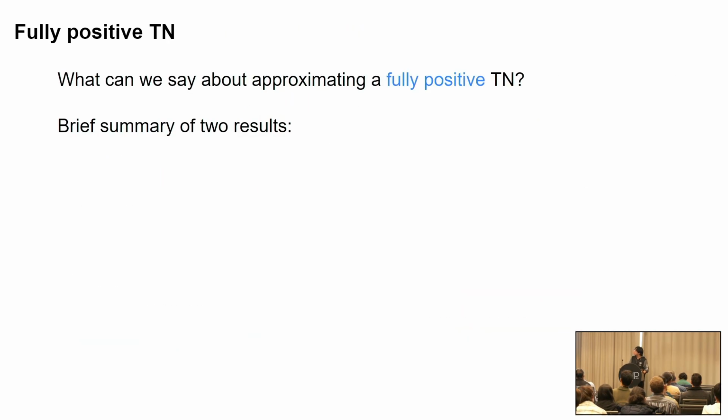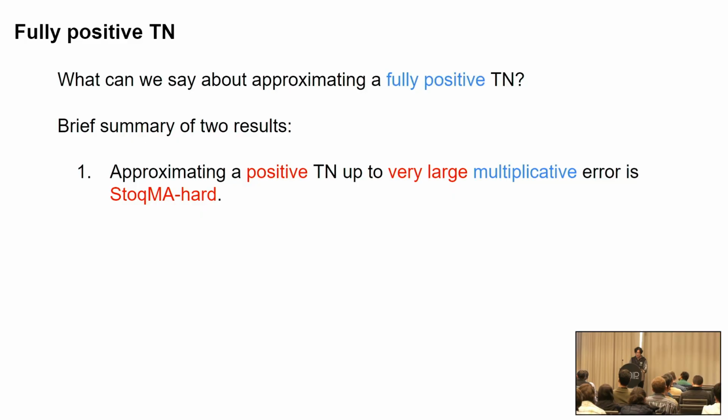So finally, I will briefly summarize two of our results, which concern the case where the tensor network is fully positive. Firstly, we show that approximating a fully positive tensor network up to a very large multiplicative error is still hard. Here, very large actually means exponentially close to 1, so you can tolerate almost 100% error.